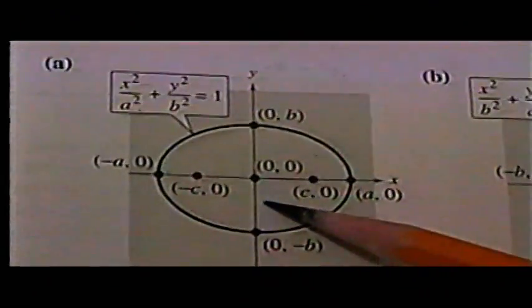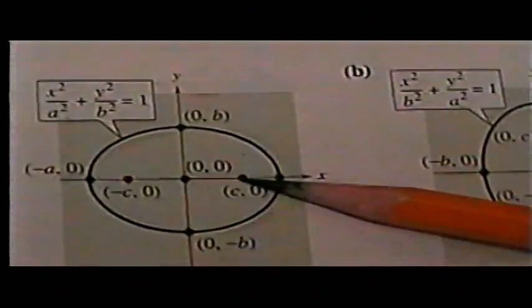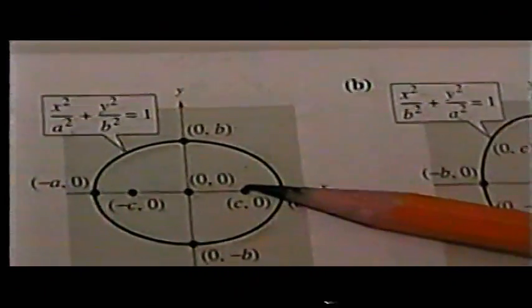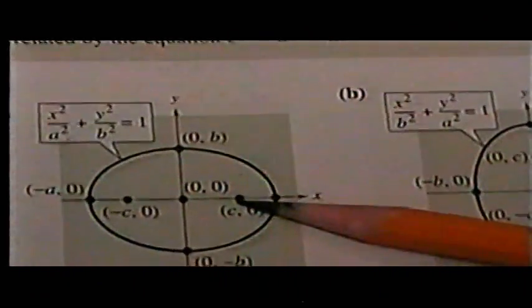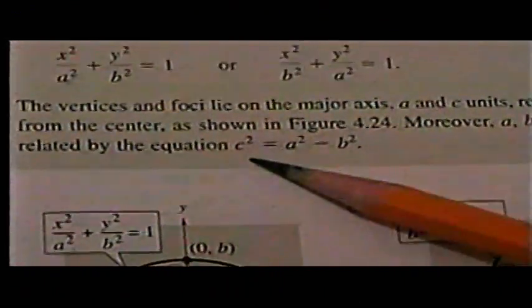Now, this vertex here is (0, -b). There's a relationship between the focus, which would be c, the x coordinate of the focus, or the y coordinate of the focus, and a and b. And that relationship is c squared equals a squared minus b squared. This is how you find the coordinates for the focus.